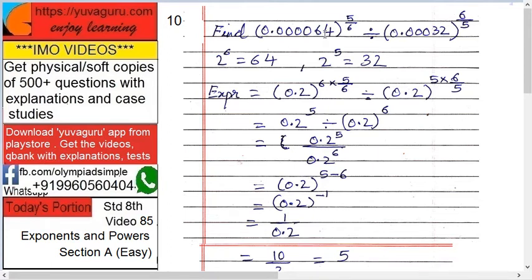Now one thing common about 64 and 32 is both are in the powers of 2. Means 2 raised to 6 is 64 and 2 raised to 5 is 32. Okay, so now we'll solve it.